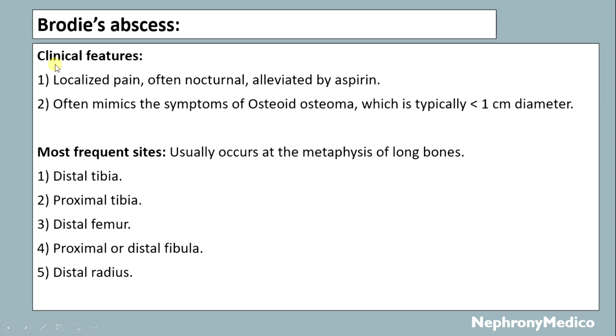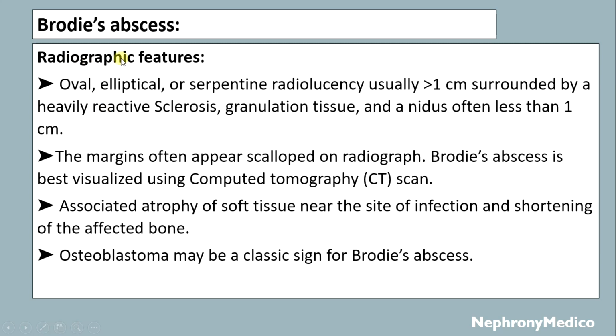Clinical features include localized pain, often nocturnal, relieved by aspirin. It often mimics the symptoms of an osteoid osteoma, which is typically less than 1 cm in diameter. The most frequent sites of Brodie's abscess include distal tibia, proximal tibia, distal femur, proximal or distal fibula, and distal radius. Radiographic features: oval, elliptical, or serpentine radiolucency, usually more than 1 cm, surrounded by heavily reactive sclerosis and granulation tissue, and a nidus often less than 1 cm is seen. Osteoid osteoma may be a classic sign for Brodie's abscess.